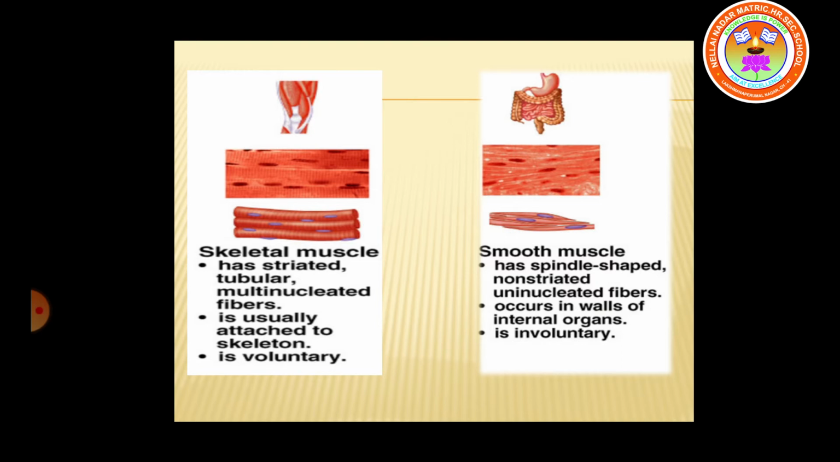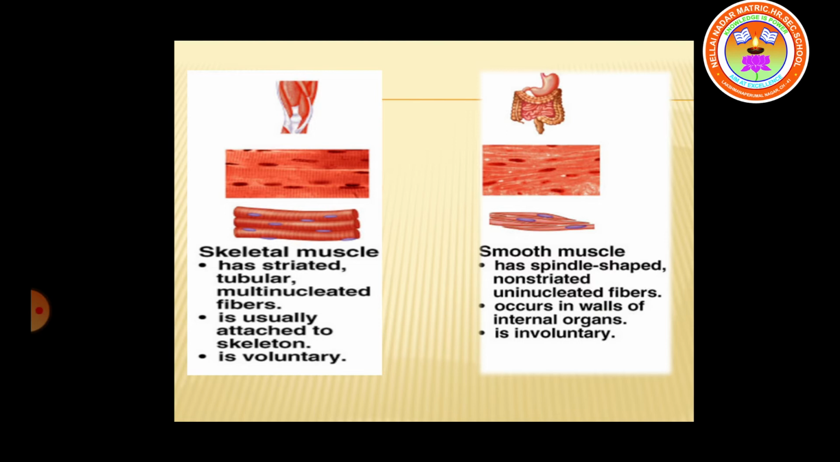The second one is a smooth muscle. It has spindle-shaped, non-striated, uninucleated fibers. They occur in walls of internal organs. They are involuntary in nature.